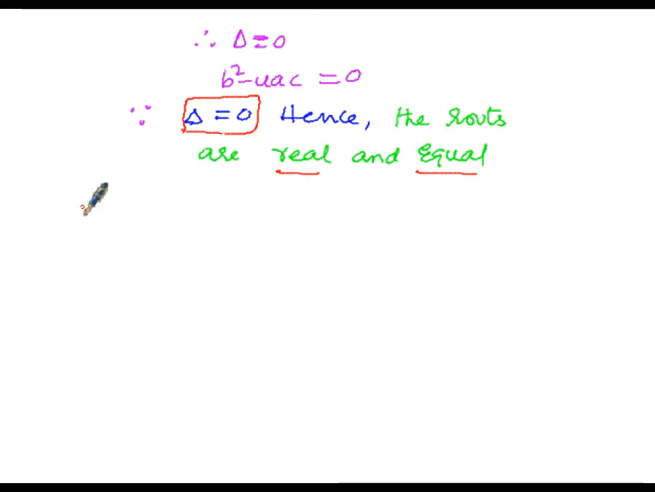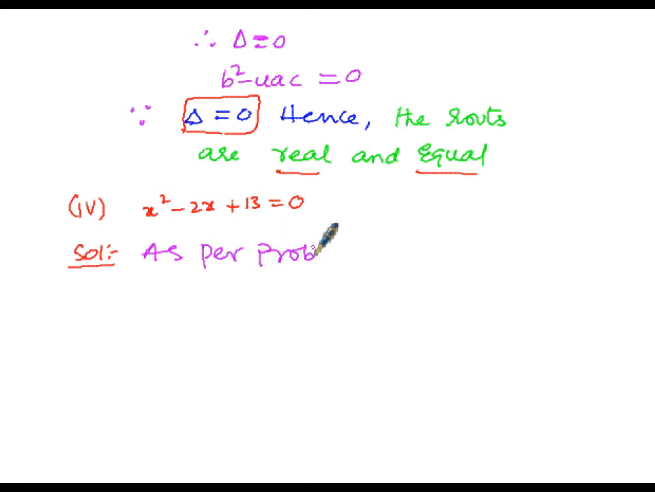So let us go for the fourth one. The fourth one is x square minus 2x plus 13 is equal to 0. Solution starts now. So in our solution, as per the problem, the equation given to us is x square minus 2x plus 13 is equal to 0.